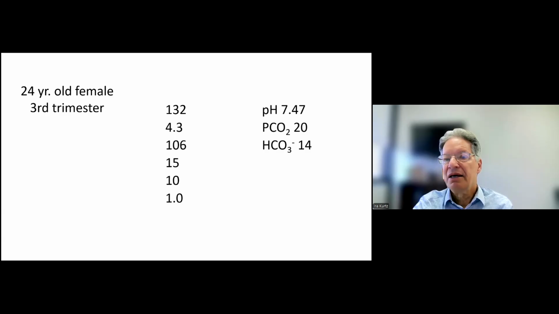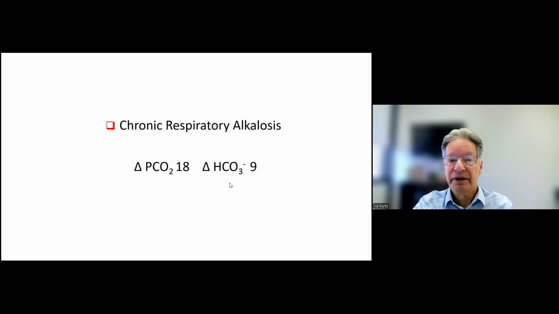The only acid-base disorder of the three that cause a drop in the bicarbonate is chronic respiratory alkalosis. It's not compatible with what you'd see in compensated metabolic acidosis or acute respiratory alkalosis. It's perfectly compatible with chronic respiratory alkalosis. Again, a decrement of 18 in the PCO2, and half of that fall numerically in the bicarbonate.